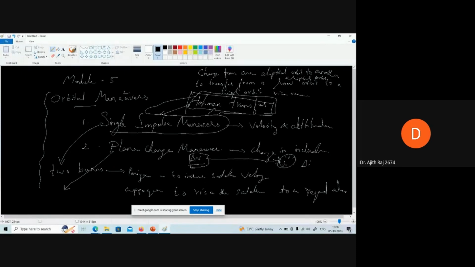this Hohmann transfer. So basically, Hohmann transfer is a single impulse maneuver where you are achieving velocity and altitude change. At the perigee, you are achieving velocity change, and at the apogee, you are achieving altitude change. Okay, so these are the basic things that we are going to see in today's session.